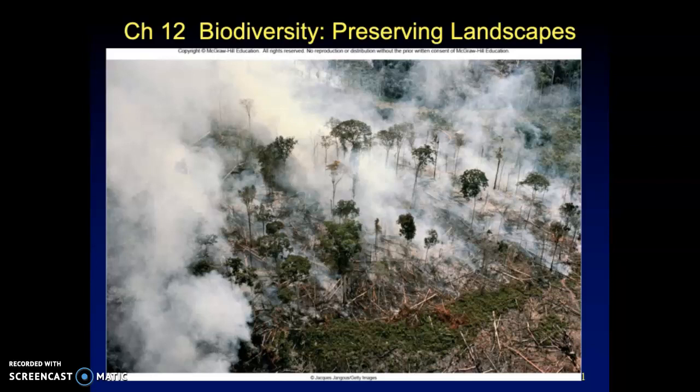So, usually what we focus on is a species, single or maybe a handful of species. Is it a flagship? Is it a keystone indicator, etc.? Well, this chapter, what we want to talk about is preserving landscapes, bigger pictures. And most of the time, people don't think about the landscape when they talk about conservation. But if you preserve a landscape, you're preserving the species within that landscape.